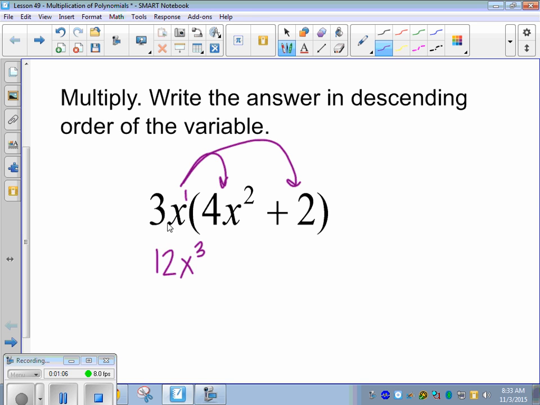All right, now I'm going to multiply 3x times 2. That one's pretty easy. It's just going to be 6x. This one I'm in good shape because my variables are already in order. I have my cubed here. This one's just a regular old x. So this is going to be my final answer. We just distribute for ones like this. Pretty simple.